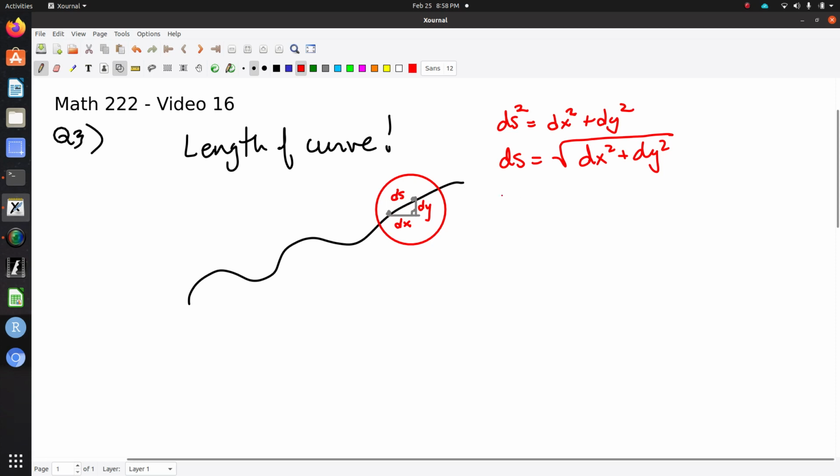All right, now this is kind of a mess. So what I'm going to do is divide everything by dx. But because I have a square root here, I'm going to actually divide by dx squared.